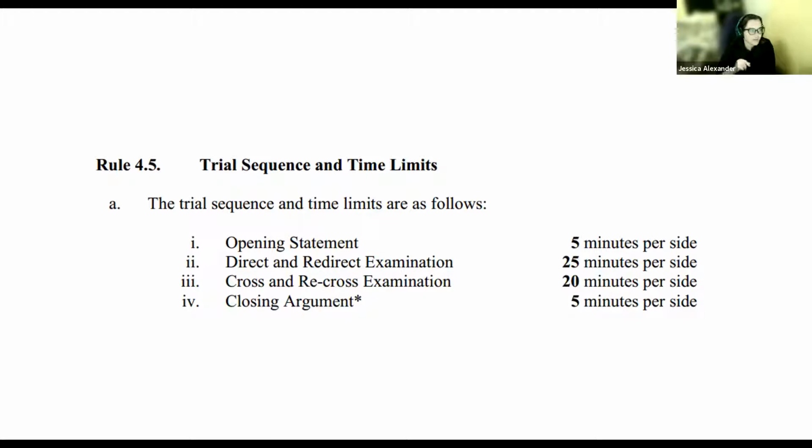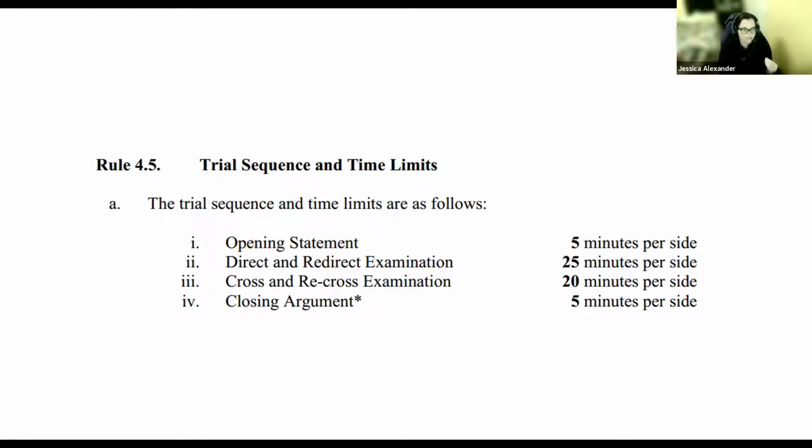Okay, so trial sequence and time limits. This is set out in the rules. I think Melissa has also sent out to all the teams a really clear breakdown of the sequence, where it's broken down a little more for you. The main thing to know here is that saving time on any of these categories does not increase your time for other categories. So if you only spend 4 minutes on opening, you've just lost a minute. That's fine if your opening only takes 4 minutes, but you don't get that minute elsewhere.